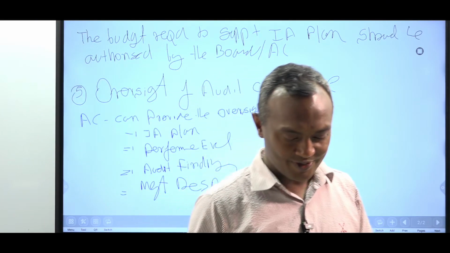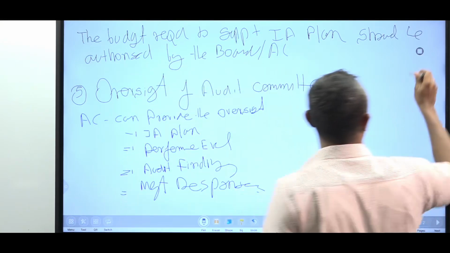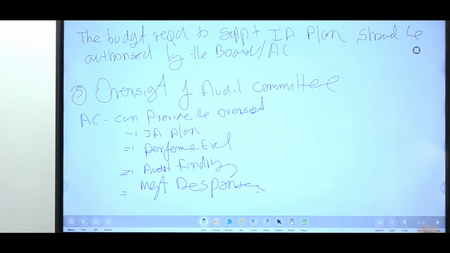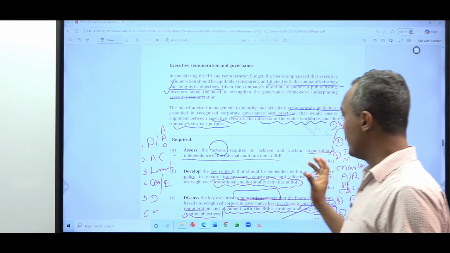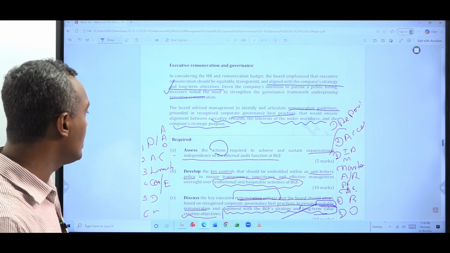So that's the part 5 marks, right? Then we are going to the next part of the question. If you remember, that talks about developing key controls that should be embedded within the anti-bribery policy.